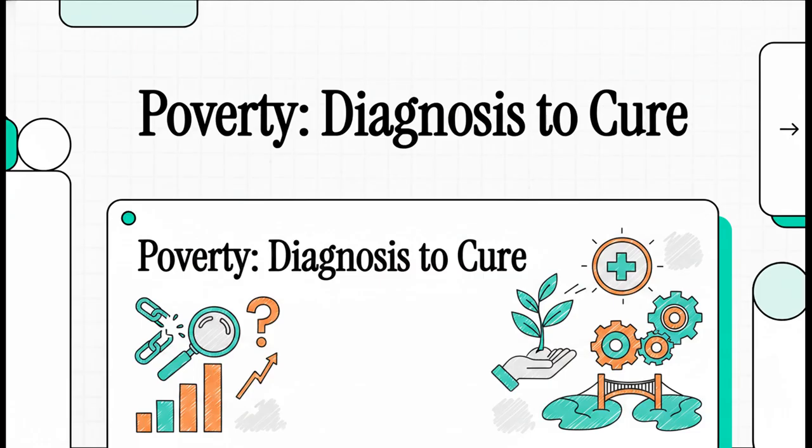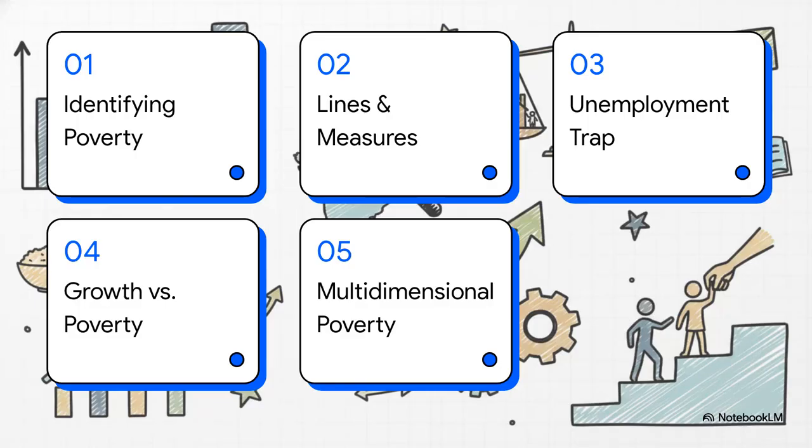We'll be walking through how we actually diagnose the problem, all the way to how we can move past just giving out temporary relief and instead ensure a truly durable cure. So, here is our agenda for this diagnosis to cure approach. First, understanding and identifying poverty. Second, constructing lines and measures. Third, the unemployment trap. Fourth, growth versus poverty reduction. And finally, the multidimensional poverty index.